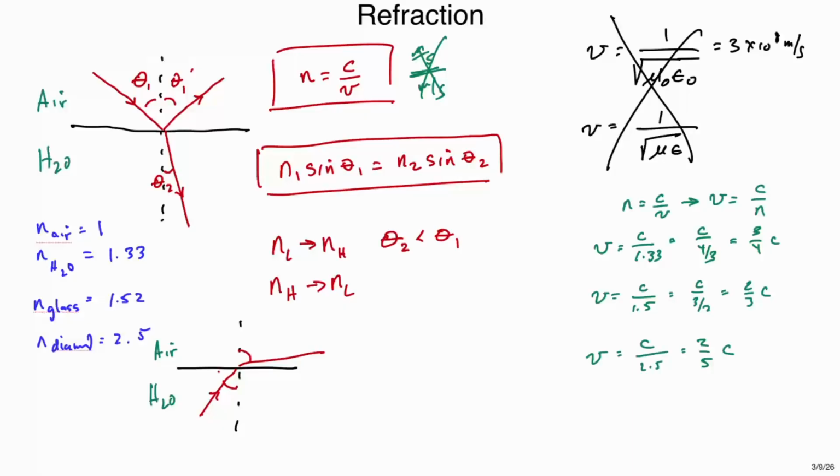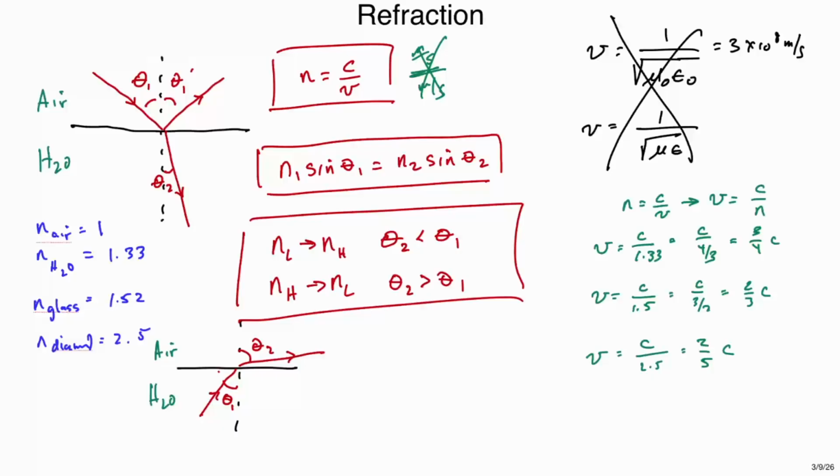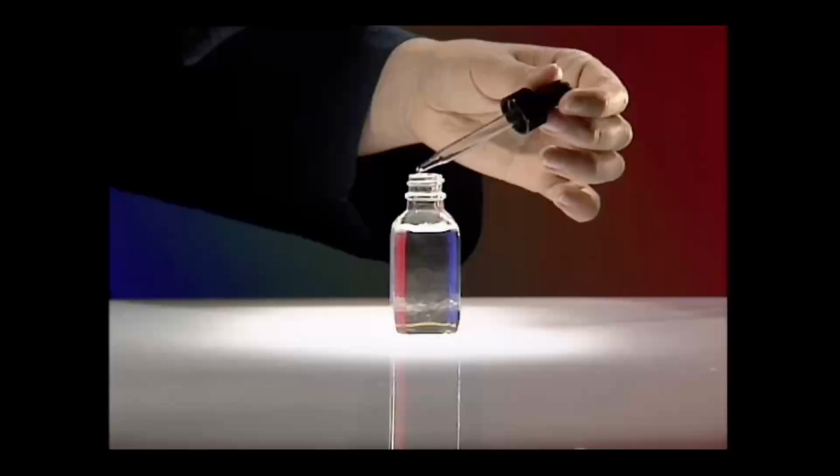So now we're going from a high index to a low index, and when that happens, our angle gets bigger. So theta 1, again, would be down low because that's our incident side. Theta 2, the refracted ray, would be up there in the air. And theta 2, in this case, is always going to be bigger than theta 1. The rule is that if you go from low to high, the light will bend closer to the normal. It'll get more vertical. And when we're going from high to low, it bends away. And this is going to produce some interesting optical phenomena that we're going to be able to apply to real life here in just a second.